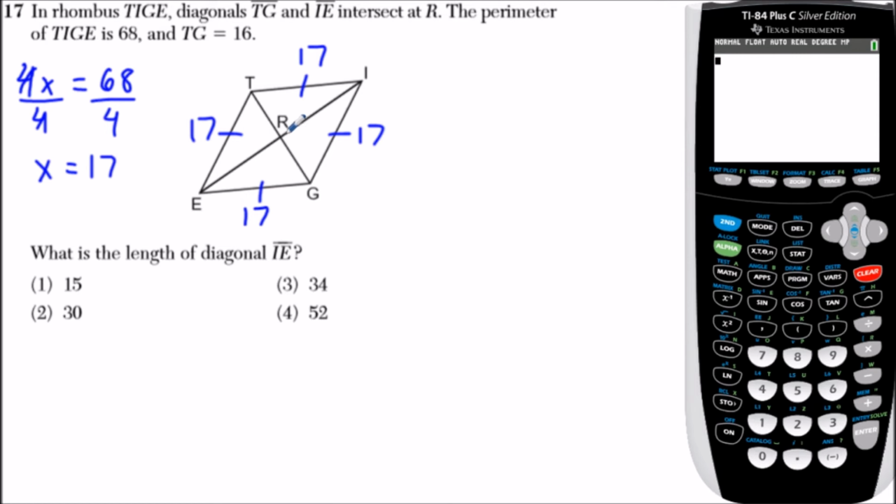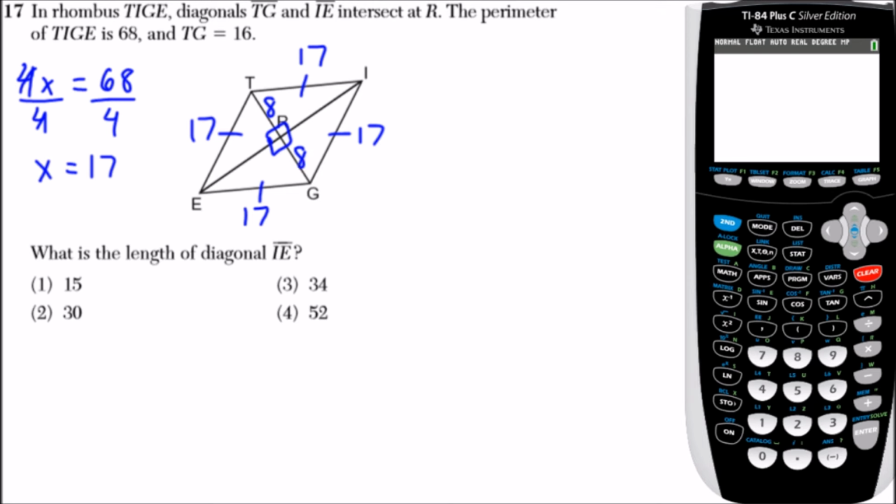Now, another concept that we need is that when diagonals intersect in a rhombus, for one, they're perpendicular because it's a rhombus, and in a parallelogram, the diagonals bisect each other. So if TG is 16, that means each part here is 8 because the diagonals cut each other in half.